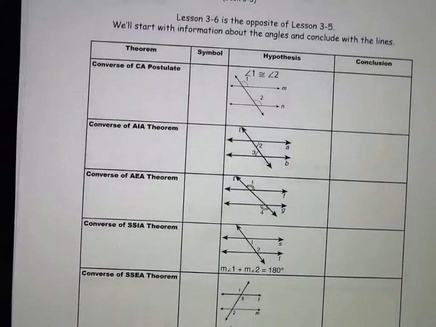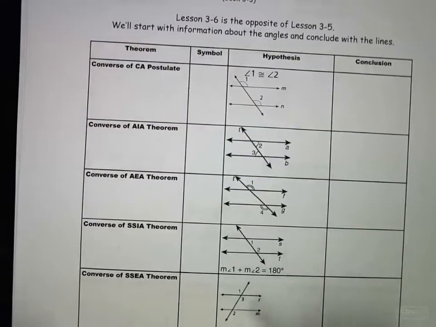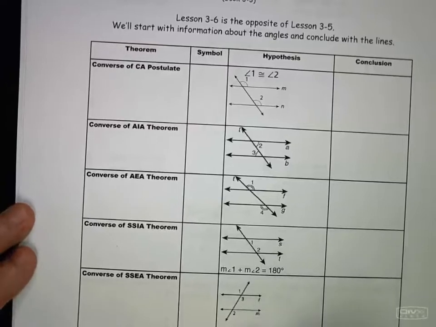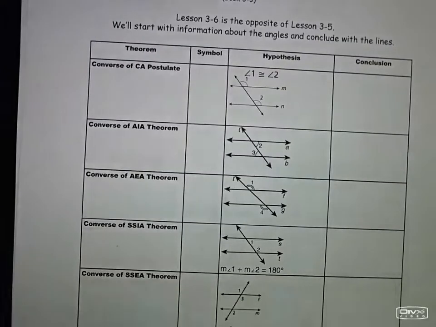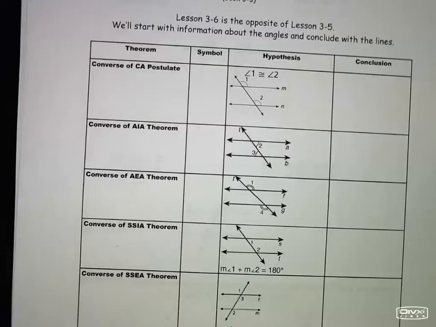Chapter 3, Section 6 is proving lines parallel, and this is basically the opposite or backwards of 3.5. We're starting with the angles. They tell us some information about the angles, and from the angles being congruent, we can then say that the lines are parallel. So we start with the angles.